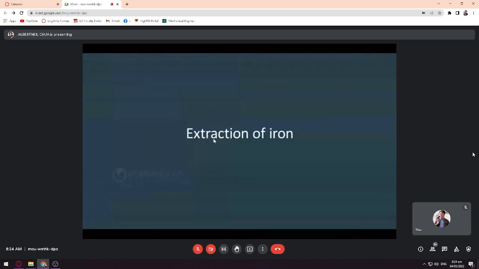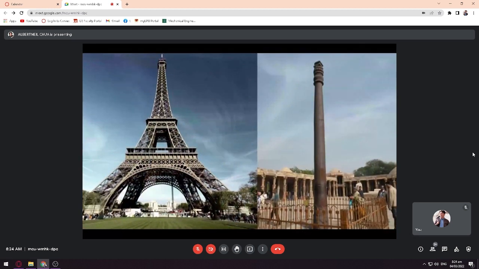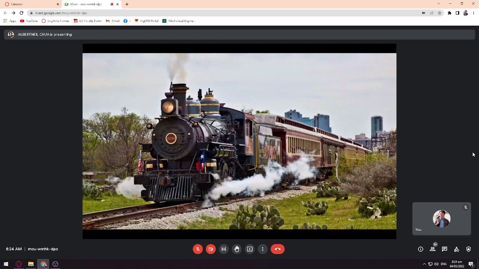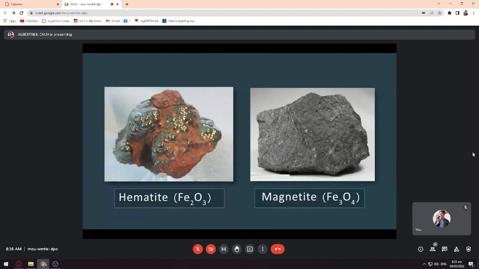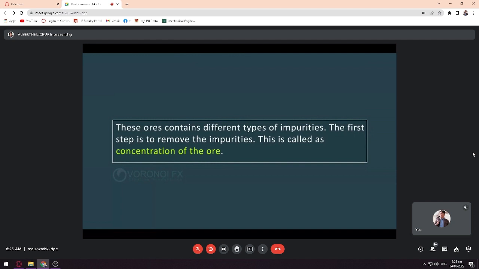Extraction of iron. It has been 5,000 years that man is using iron. Iron is the second most abundant metal in the earth. The most important ores of iron are hematite and magnetite. These ores contain different types of impurities. The first step is to remove the impurities. This is called concentration of the ore.